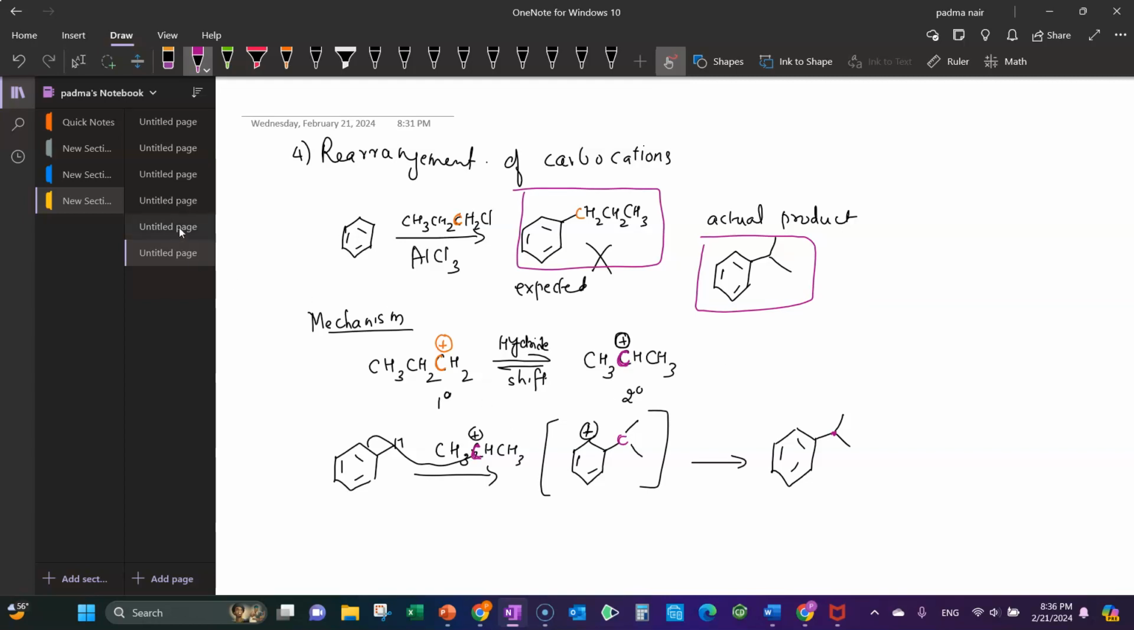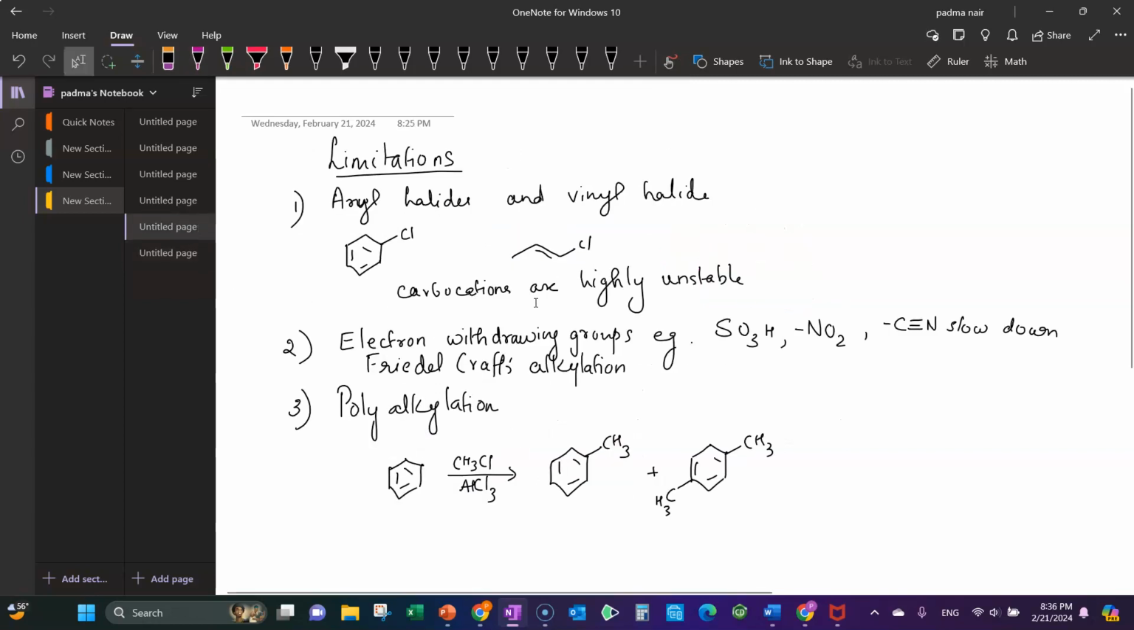But I would like you all to make sure that you understand the limitations of Friedel-Crafts alkylation, 4 of them. One is that you cannot use aryl halides or vinyl halides to form the carbocations because their carbocations are highly unstable. Electron withdrawing groups like SO3H, NO2, CN, etc., deactivate the ring, or render the benzene ring less nucleophilic, as a result of which Friedel-Crafts alkylation either slows down or sometimes does not happen.